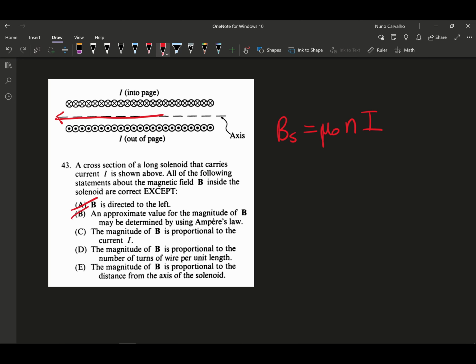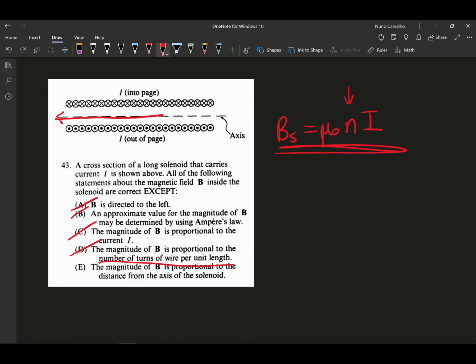C, the magnitude of B is proportional to the current I. Well, from this formula here, we know that that's true, so it's not the answer. And then D, the magnitude of B is proportional to the number of turns. Well, that's this n here, the number of turns per unit length, which is exactly what it says here. So that's not true either.